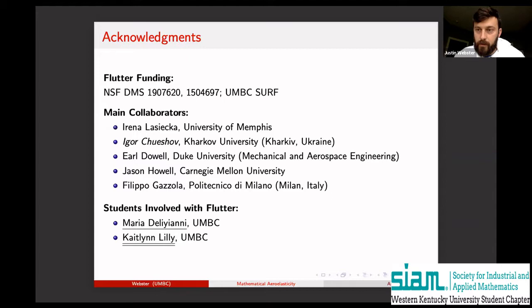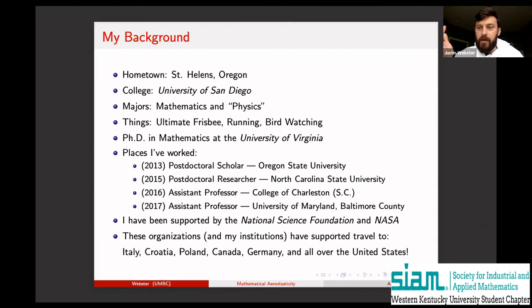Okay, so just a couple of things about me, just so that I seem normal. I'm not, but I'll try to make it seem like I am. I grew up in a rural area outside of Portland in Oregon. I went to college at the University of San Diego, and then I just got this cool new sweatshirt, so I'm representing.